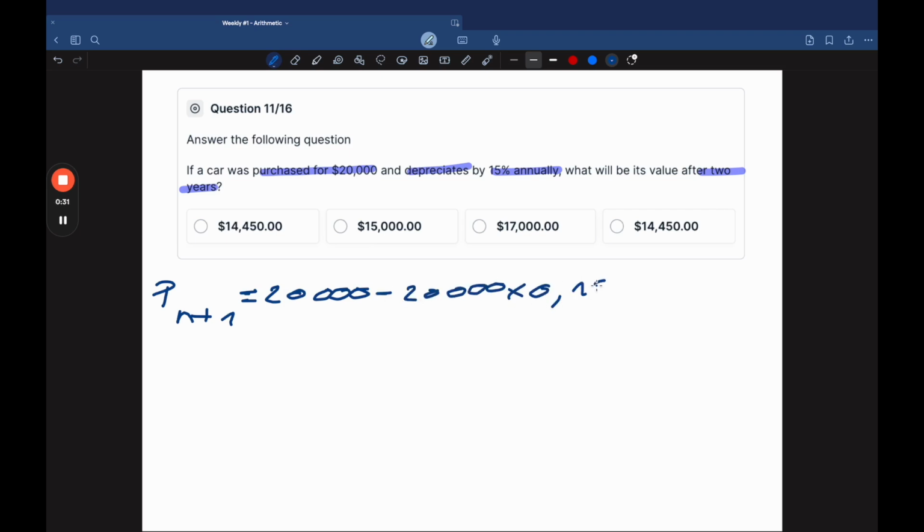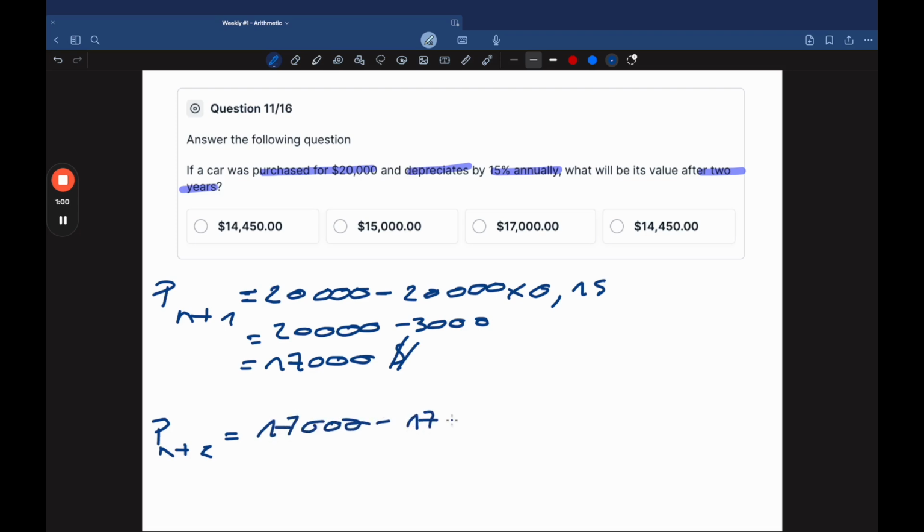Calculate the value after the first year. First, calculate the value after the first year by taking 85% of the original price. Since 100% minus 15% equals 85%, $20,000 multiplied by 0.85 equals $17,000.